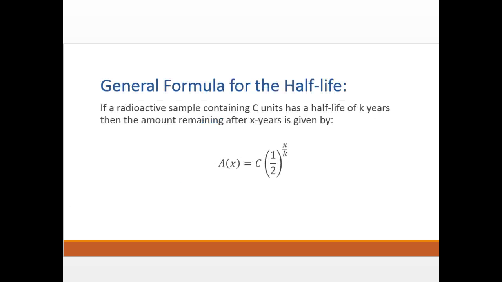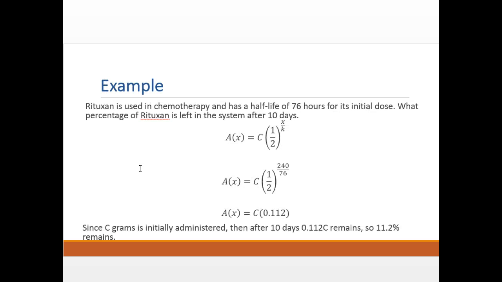Now we come up with a formula we can work out for half-lives. If a radioactive sample containing C units has a half-life of K years, then the amount remaining after X years is given by A of X equals C times (1/2) to the X over K power. And again, we're talking about years here. We can change it if we're not dealing with years. Let's look at an example.